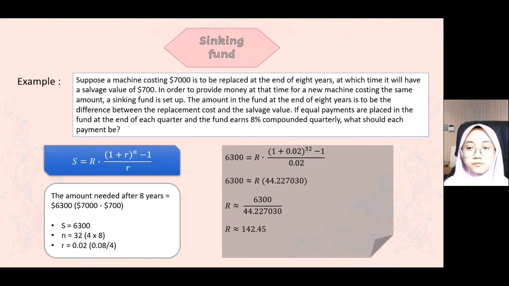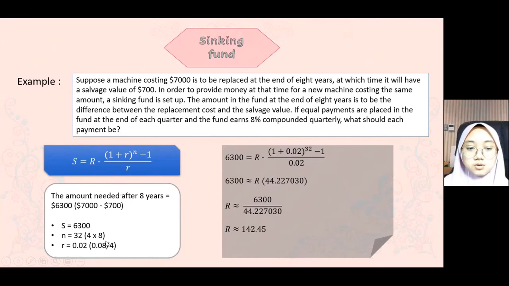Because there are 4 quarters in every year, the interest rate for every period of time, which is also for every quarter, is 2%. So in this case, we have to find R, because R represents the payment or savings that occurred for every period of time. So we have to calculate how many dollars of payments we have to place in the fund for each quarter. So that's why we have to find R.